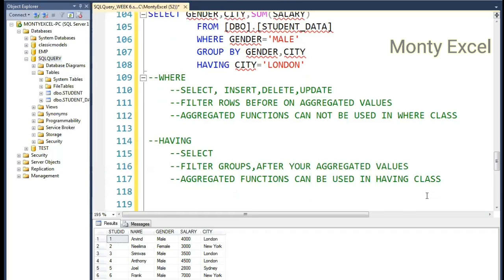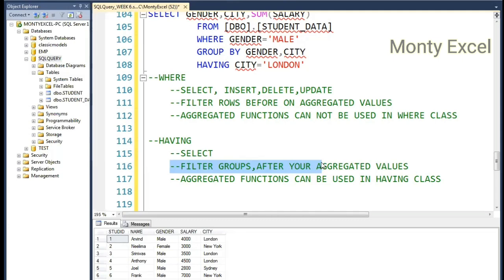That's my understanding of the WHERE condition and the HAVING condition. The first one, you can use the WHERE condition for all these statements, but HAVING can be used for only one statement, called the SELECT statement. This is also filtering. Both are the same, but WHERE filters rows only before the aggregated values. Before summing up, before count, minimum, maximum, whatever you're doing, it will filter only before, not after. But HAVING is designed only to filter on aggregated values.